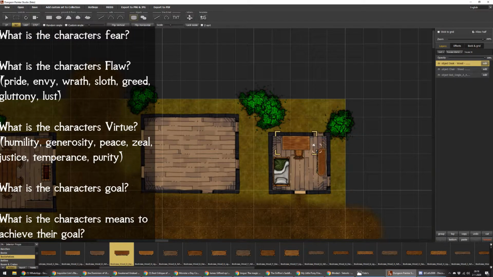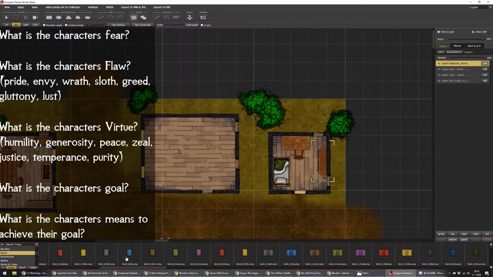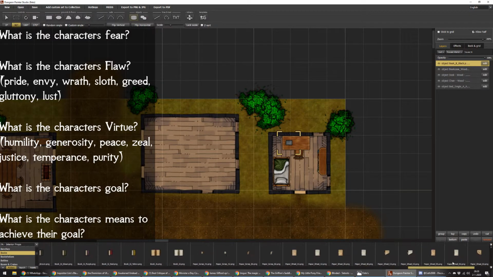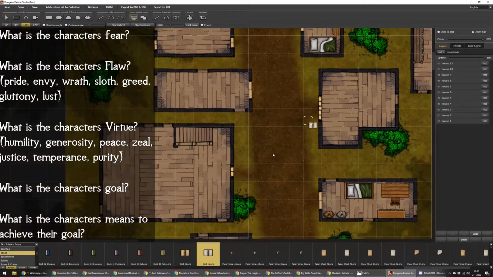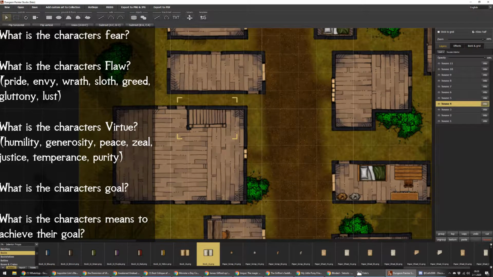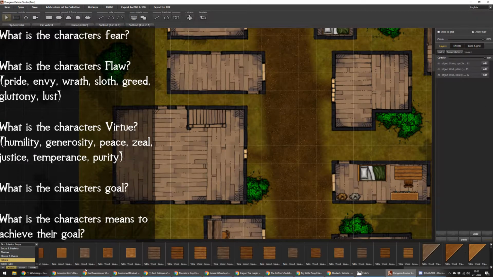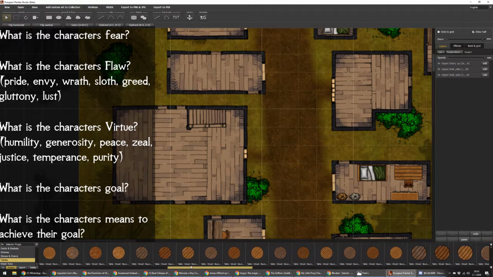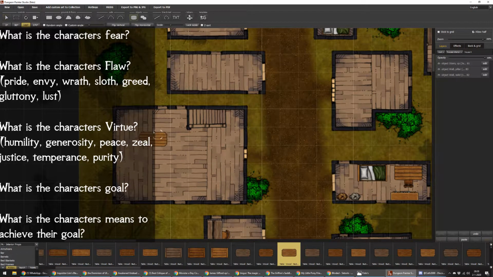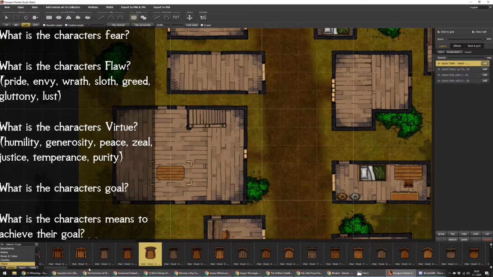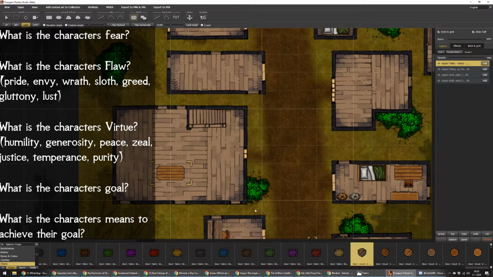What is the character's flaw? He's a prideful person. This leads to him not wanting to ever die. He thinks he deserves to not die. What is the character's virtue? Let's say zeal. He's zealous. He will pursue whatever he wants to. He is not just going to sit by and have other people do things for him. No, he's actually going to go out there himself.